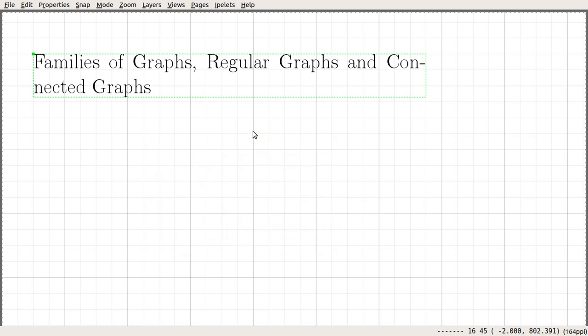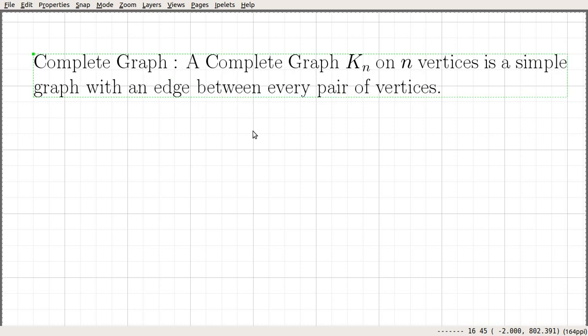In this video, we will discuss some common families of graphs, regular graphs and connected graphs. So, let me start with an important family of graphs called complete graph.